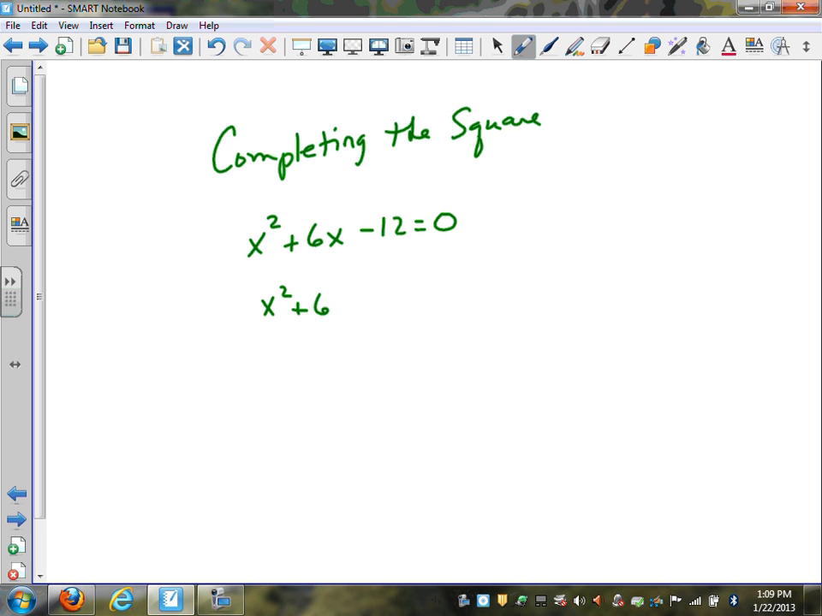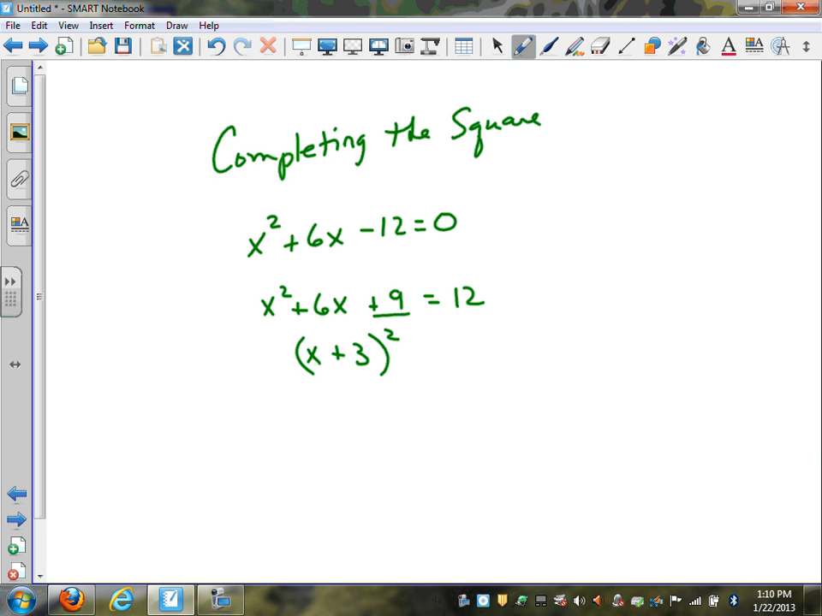What you do is you get your x's on one side, take your 12 to the other side, but you leave room to complete your square. So now we need a perfect square, a perfect square trinomial. So we bring down our x. What's half of 6? What's 3 squared? 3 squared is 9. x plus 3 times x plus 3 is x squared plus 6x plus 9. That's a perfect square. That's called completing the square. So we took half of our 6, got our positive 3, 3 squared is 9.